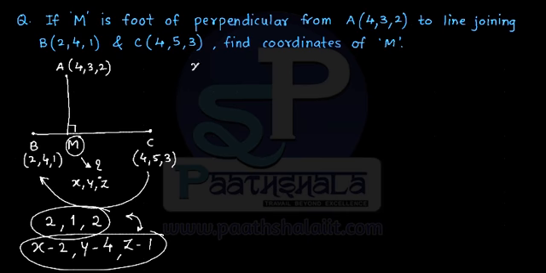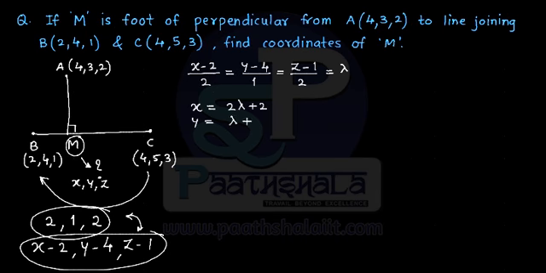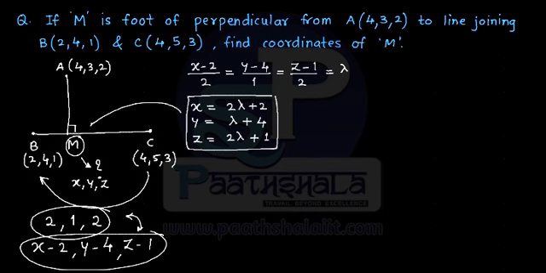So therefore we can write x minus 2 upon 2 must be equal to y minus 4 upon 1, and that in turn must be equal to z minus 1 upon 2. And let's call this common ratio as lambda. So that gives us x is equal to 2 lambda plus 2, y is equal to lambda plus 4, and z is equal to 2 lambda plus 1. Correct. So these are the coordinates of point M.